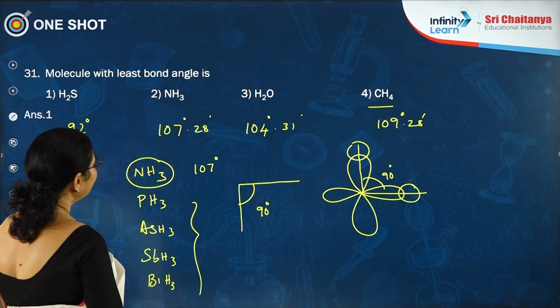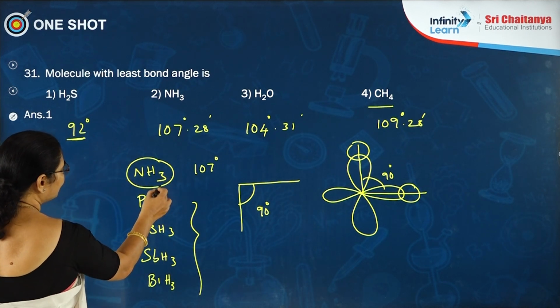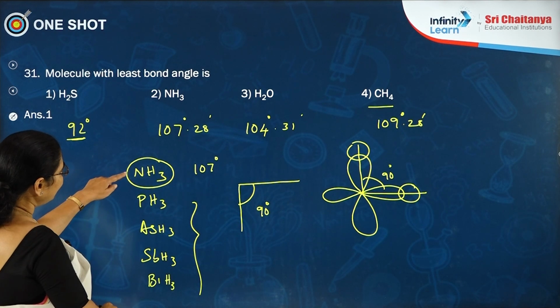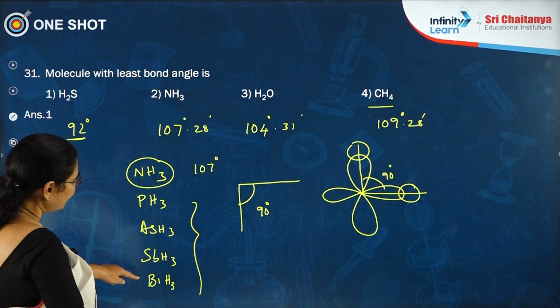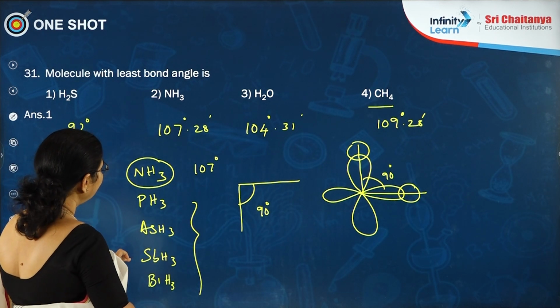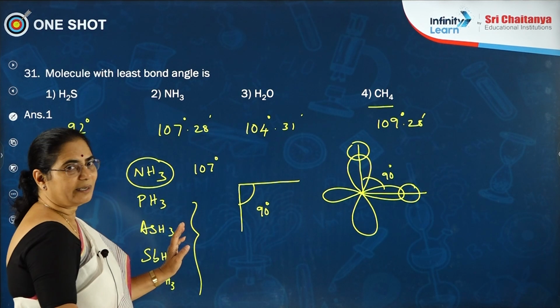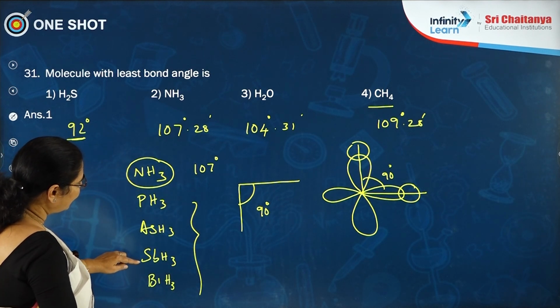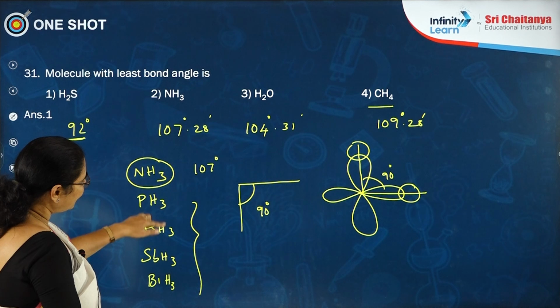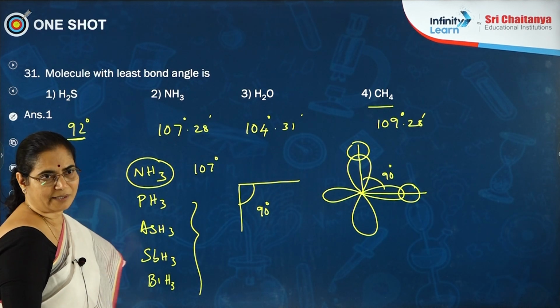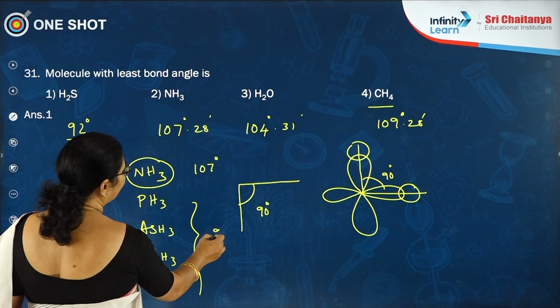Suppose if you take ammonia, the central atom changes, hydrogens are same everywhere. As the electronegativity of the central atom decreases, bond angle decreases. Remember children, as the electronegativity of the central atom decreases, bonded atoms are same, bond angle decreases. So, around 90 they have.